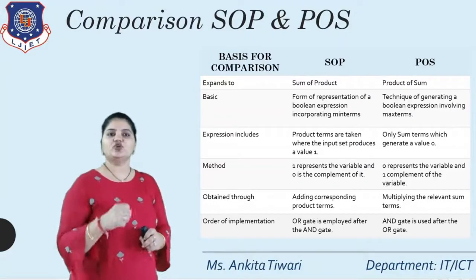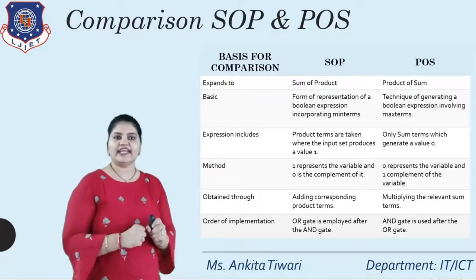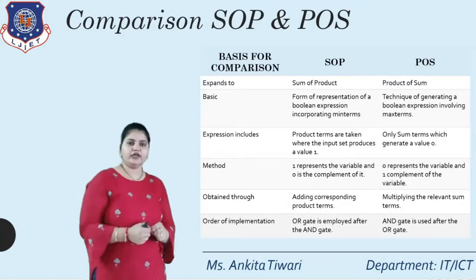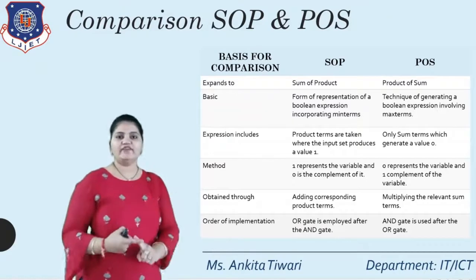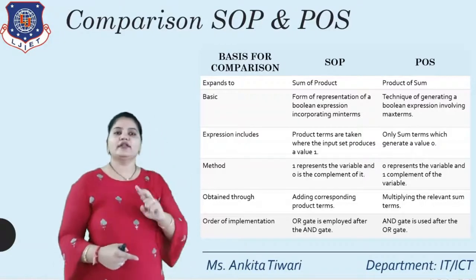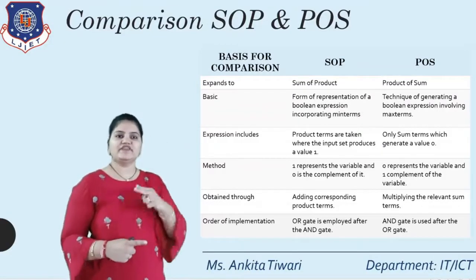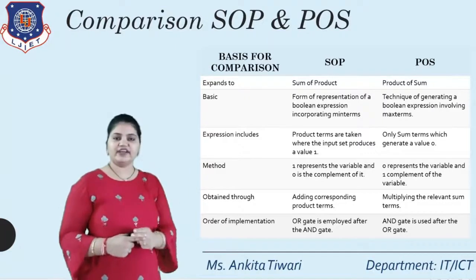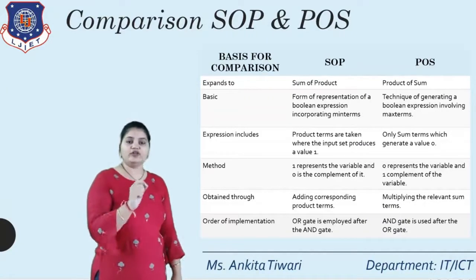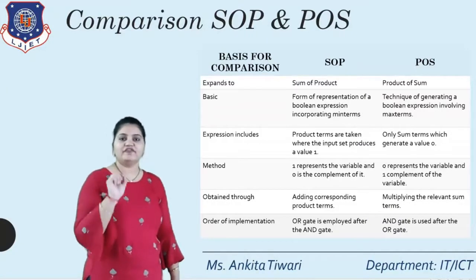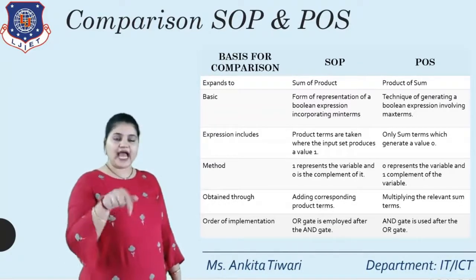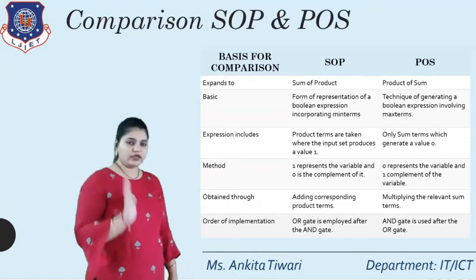Now here the second thing that we have to note is the expression. The expression in SOP includes product terms where the input set produces a value 1. This is a very important topic that we need to keep in mind whenever I am talking about SOP. That means the expression includes function value 1. Now whenever we are talking about POS, the function will generate a value 0. This is a very big thing because after this concept, that is K-map, the function will include value 0 or value 1. So in SOP it is 1 and in POS it is 0. That we need to keep in mind.